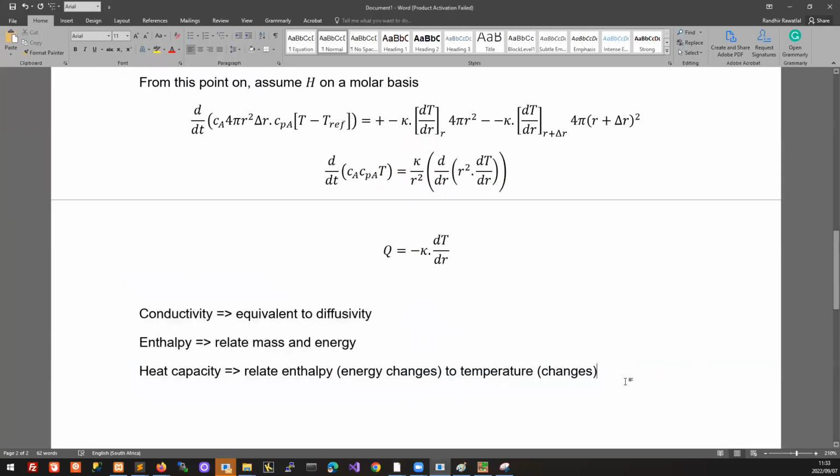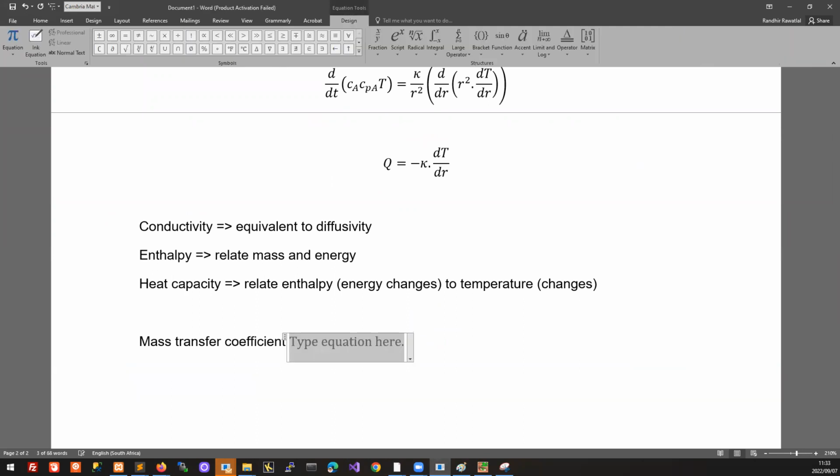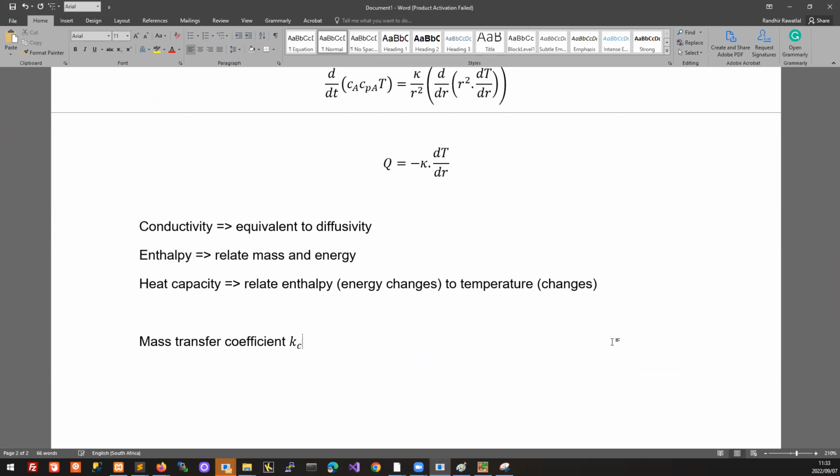So let's write that here. So we can say the mass transfer coefficient Kc relates to diffusivity.